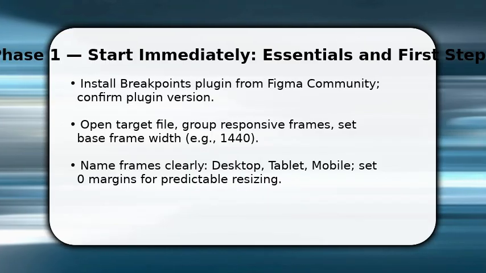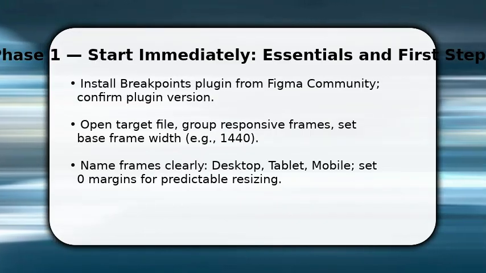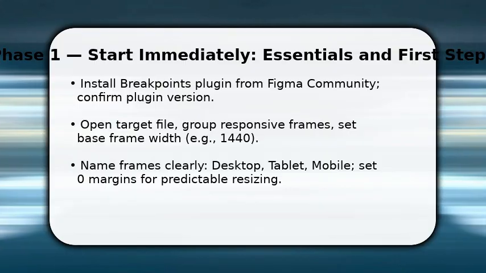Make sure elements use auto layout or fixed constraints where appropriate. This prepares components to adapt. Finally, save a version snapshot before running the plugin so you can revert if needed. You now define specific breakpoints and the rules that govern them.